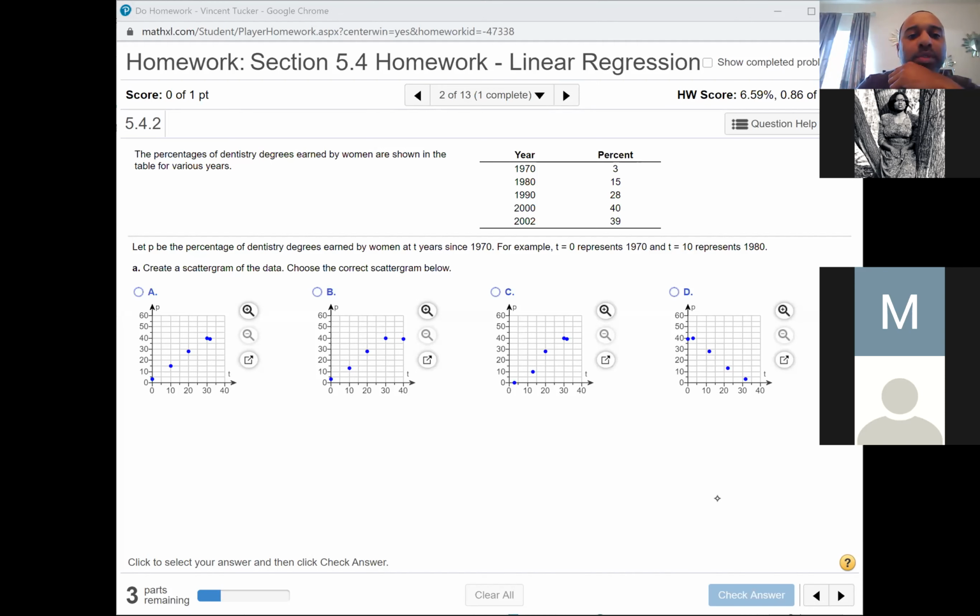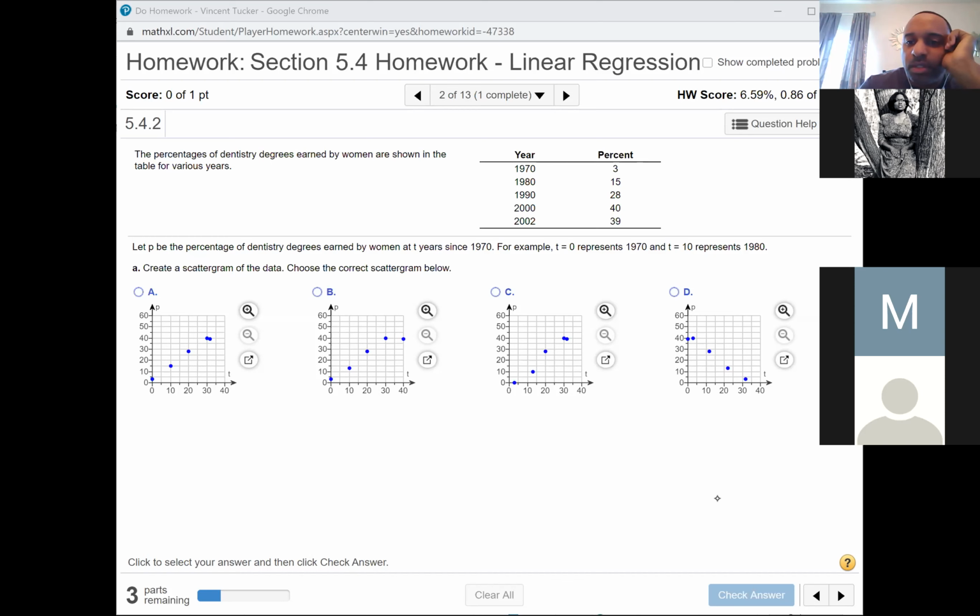Okay. Let P be the percentage of dentistry degrees by women, T years since 1970. So make sure we see that these 0 through 40 down the bottom represent years since 1970. So 10 actually represents 1980, 20 represents 1990, and so on. So 1970 would be 0, and that is at 3. And then 80 at 10, you should have 15.